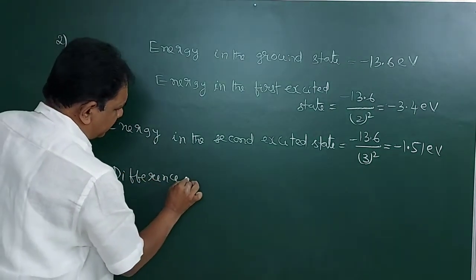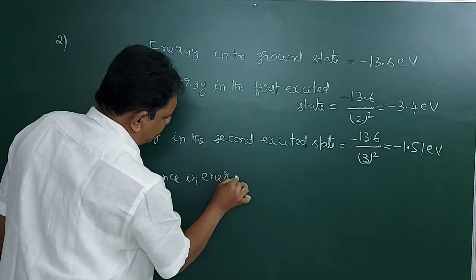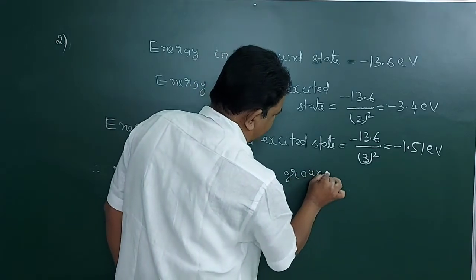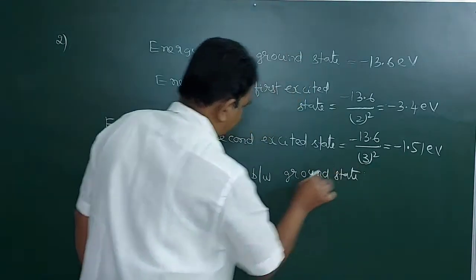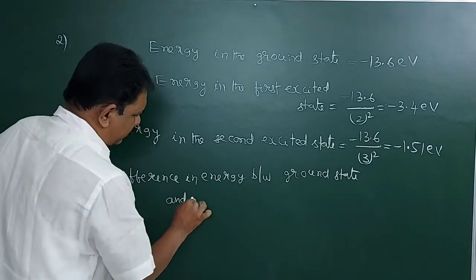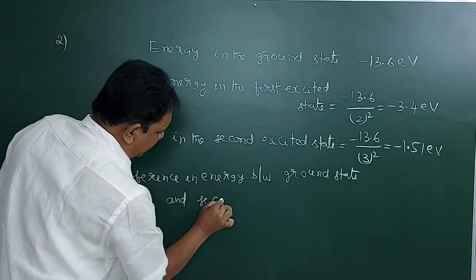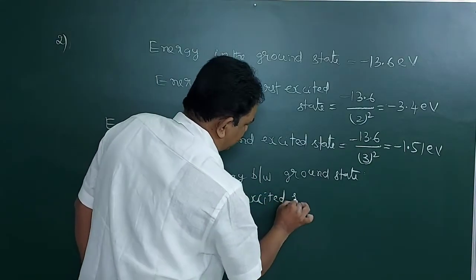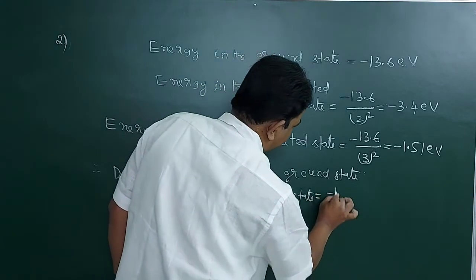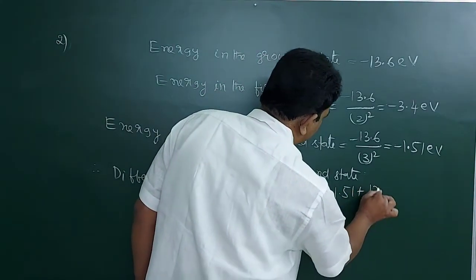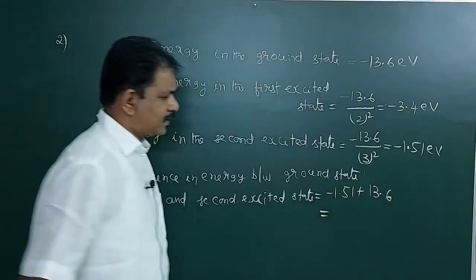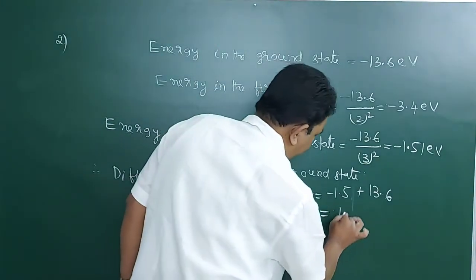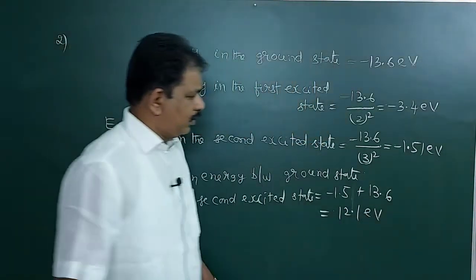therefore difference in energy between ground state and second excited state: this value minus 1.51 plus 13.6, take 1.5 to be better. So this value will be 12.1 electron volt.